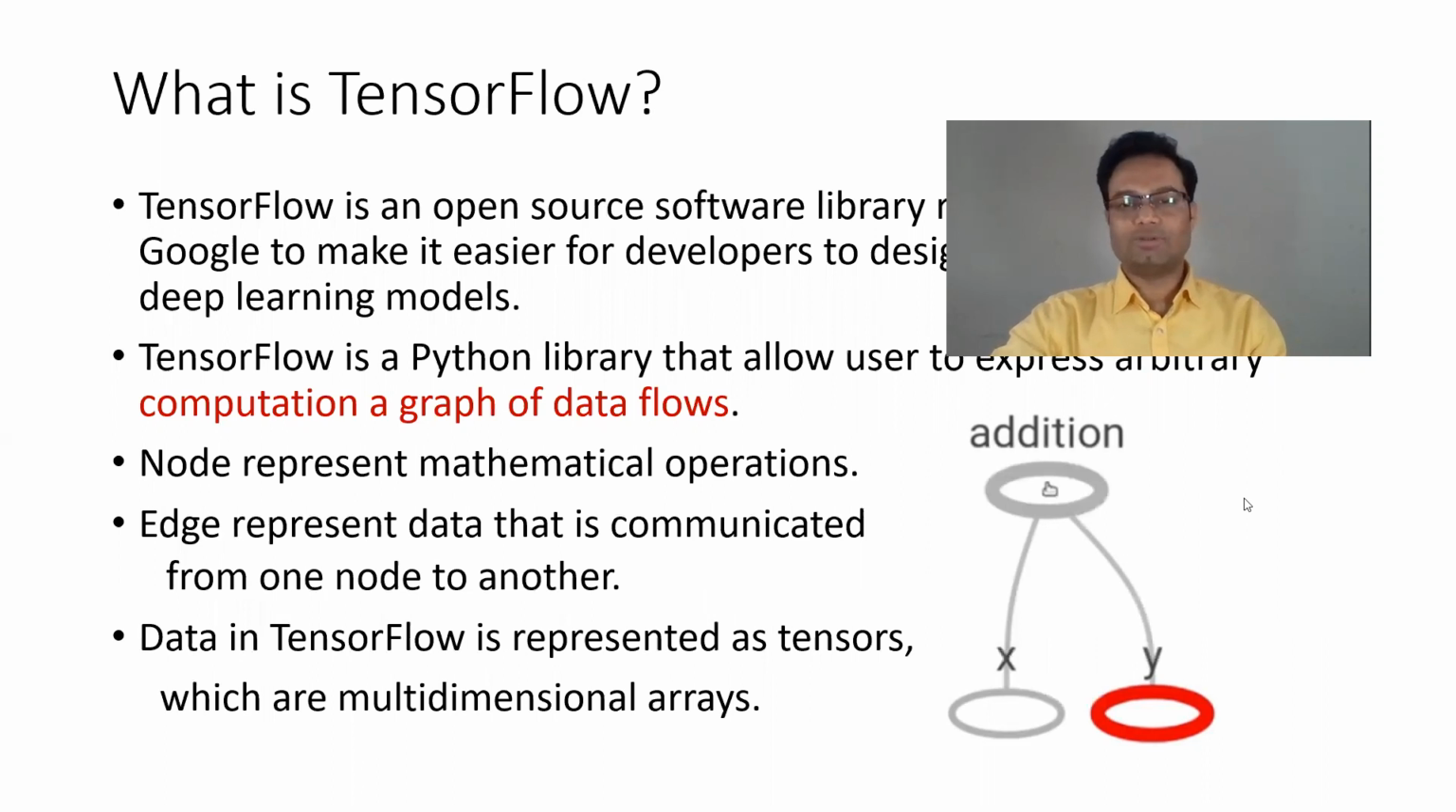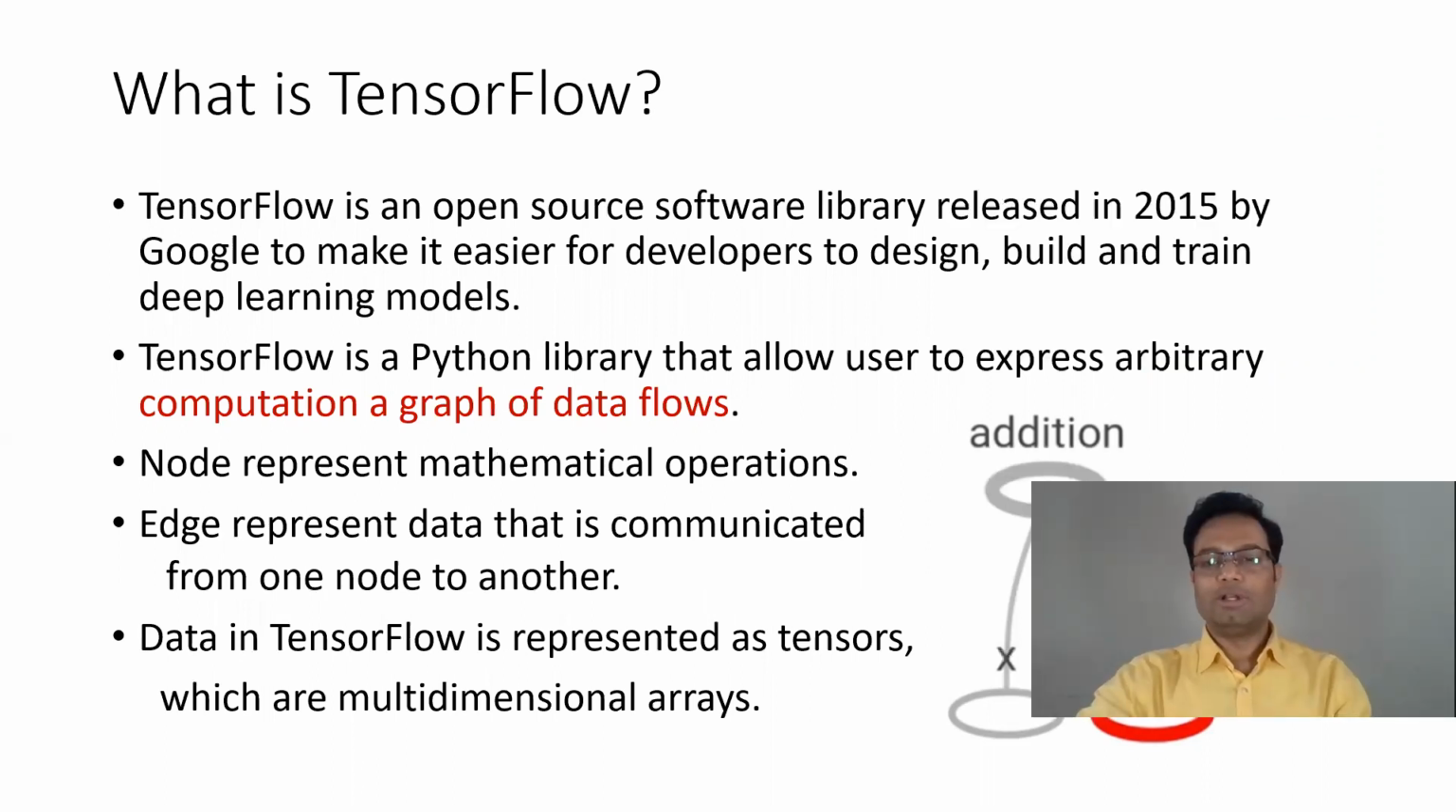What is the definition actually? TensorFlow is open source software that was released in 2015 by Google, and it makes it very easy for developers to design, build, or train machine learning models, particularly in the deep learning case. They use computation power, and it is written in C++, but a good thing is that if you use it in Python, it is very easy.